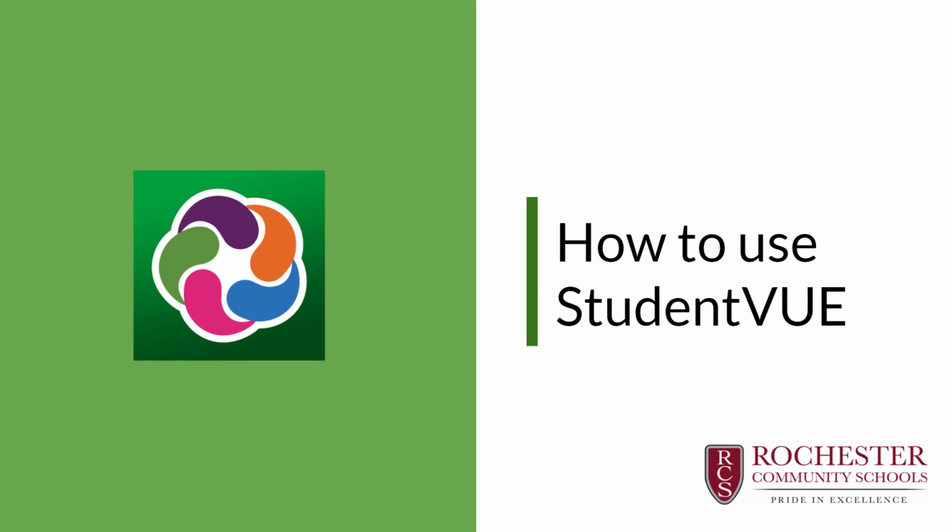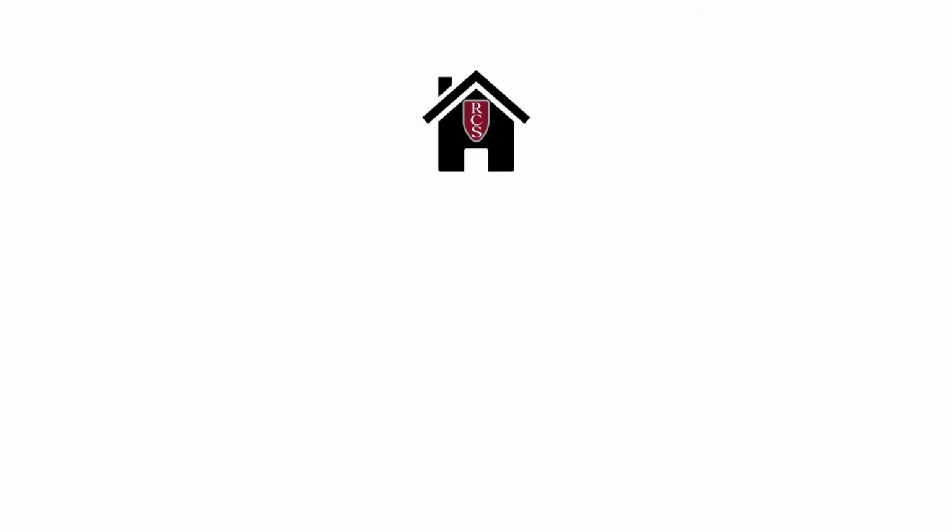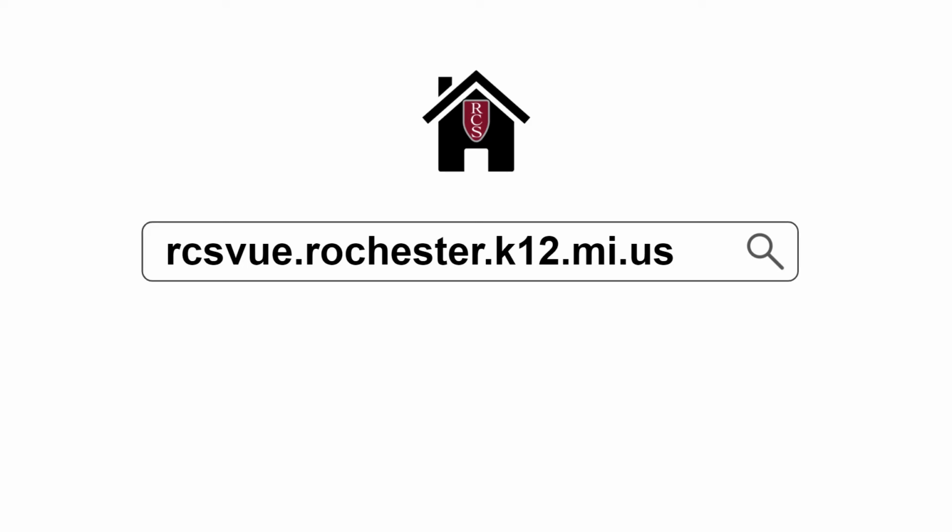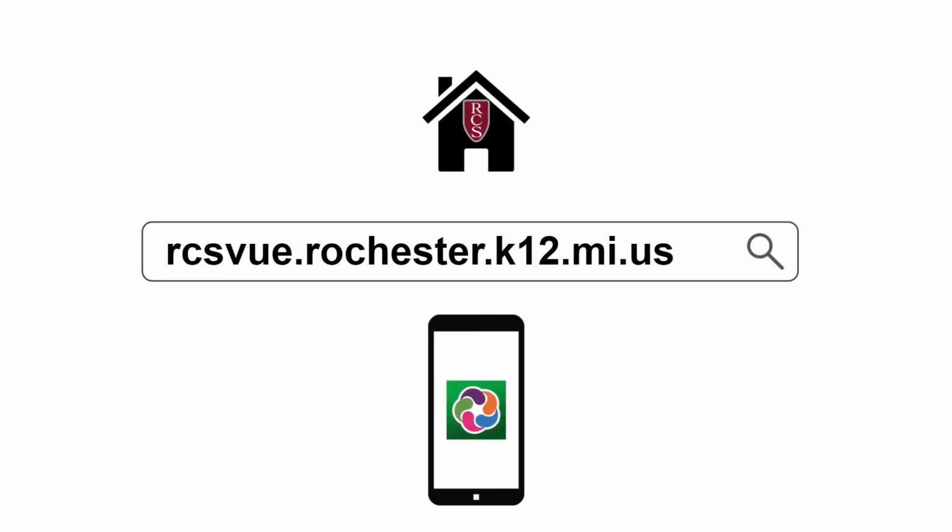This video will demonstrate a few of the features of your online grade reporting system. You can get to StudentVUE by visiting the Rochester Community Schools homepage, click on the tab Parent View, then select the icon StudentVUE. You can also type in the web address rcsvue.rochester.k12.mi.us. And lastly, you can download the StudentVUE app from the App Store onto your phone. This video, however, will go over how to access StudentVUE from a computer.